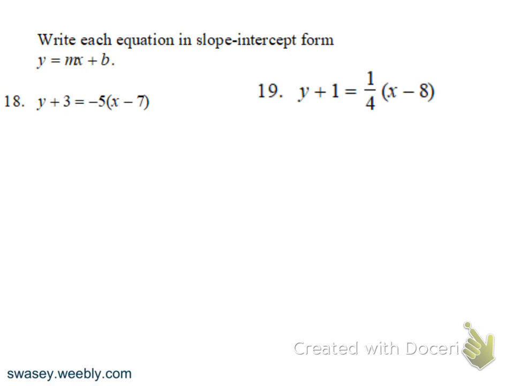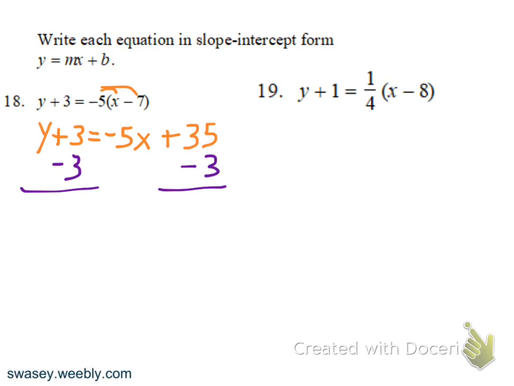Here we're changing forms. These are in point slope. We want to write them in slope intercept. So we've got to do two things. We've got to get rid of our parentheses by distributing. -5 times x, -5x. -5 times -7 is positive 35. And then we also need to get y by itself. To get rid of +3, subtract 3 from each side. So we have y equals -5x plus 32.